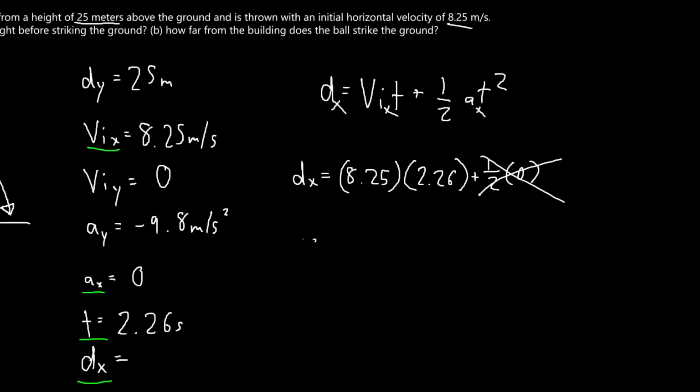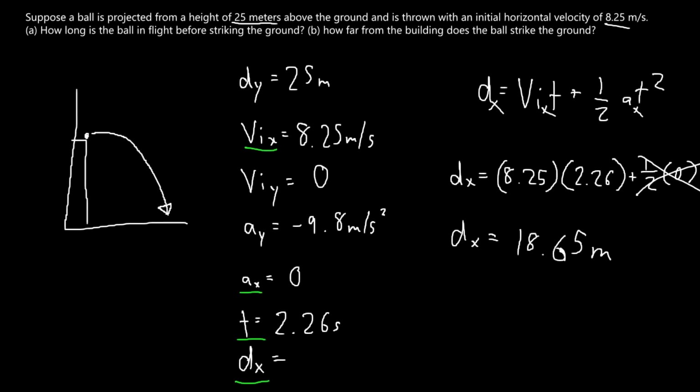So 8.25 times 2.26 is equal to 18.65, and our unit here is meters. So that's the distance the ball traveled from here to here. That is 18.65 meters. So now we have fully solved this problem. We can now go into the next one. On to problem number 2.